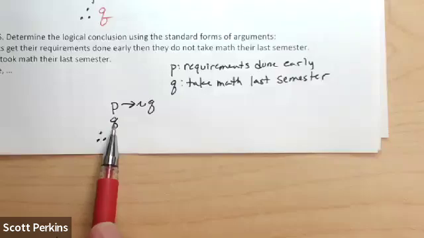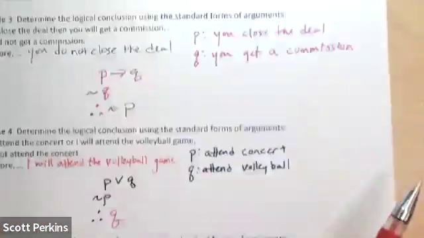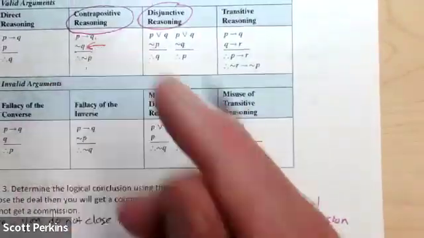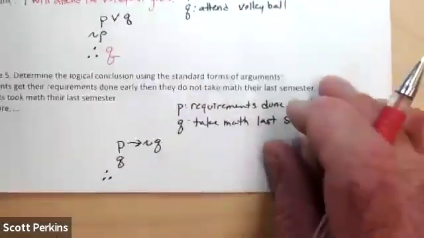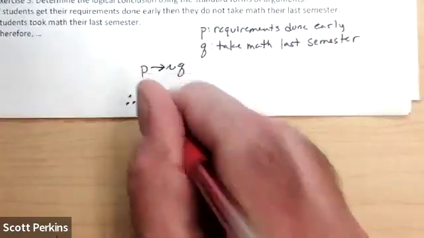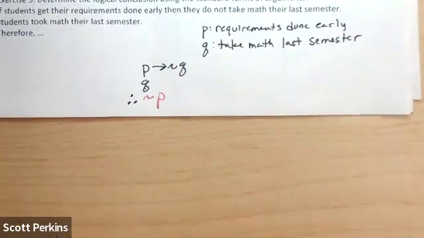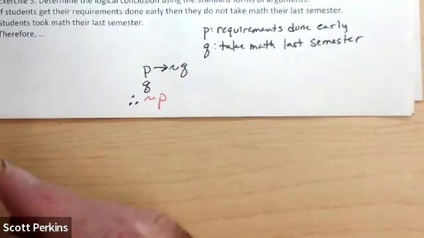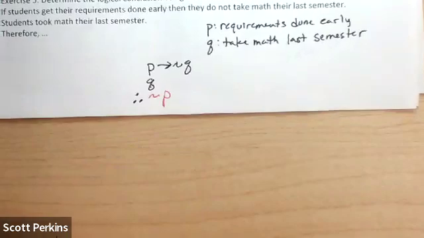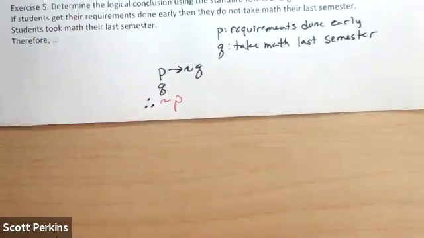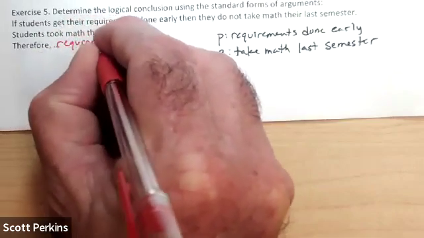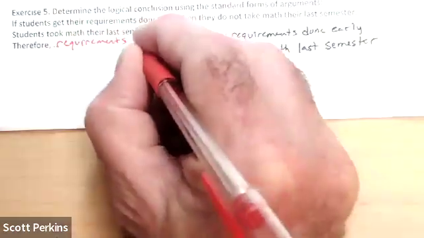Okay, so then what is the conclusion? The conclusion is the negation of whatever P was. So we're going to go down here. We're going to say, okay, the conclusion is the negation of whatever P was. And so that means, therefore, the students did not get their requirements done early. So I'm just going to abbreviate that. Therefore, the requirements were not done early.